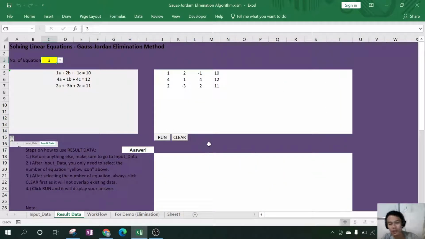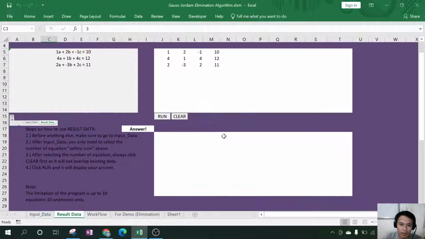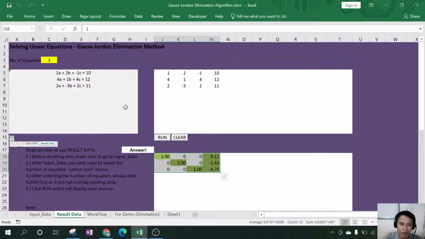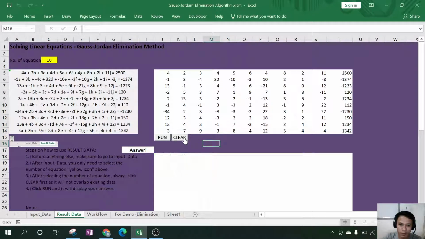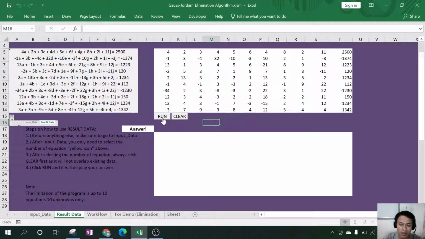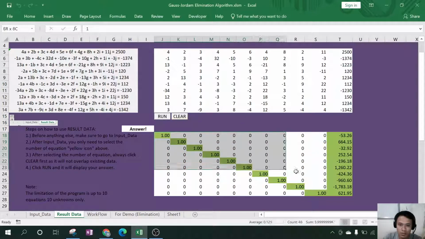So let's click clear before running your program. Always click clear first, then after that click run, then this is your answer. How about when you have inputted the 10 by 10, click clear first so that it will not overlap the output data, and then click run, so this is the answer.